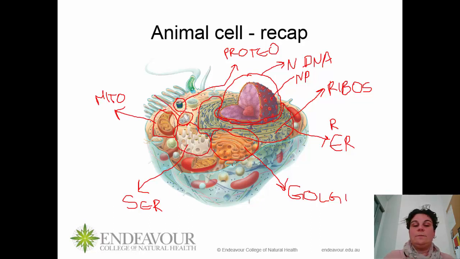Now, what about this funny looking thing here? What is that? Centromere? Correct. What is the centromere made of? Exactly. Centromere is made out of microtubules, and microtubules is a type of cytoskeleton. You're precisely right.